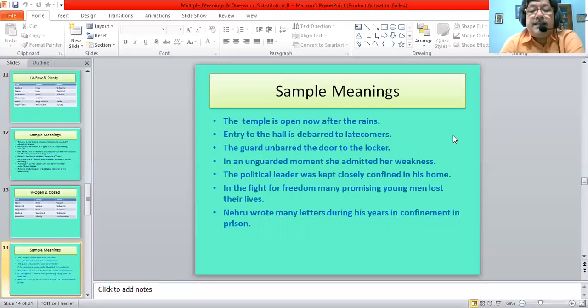Nehru wrote many letters during his years in confinement in prison. So he was in prison. He was in close confinement, or he was imprisoned for many years. So during those years, he wrote so many letters. These are some sample sentences dealing with few and plenty. Open and closed.